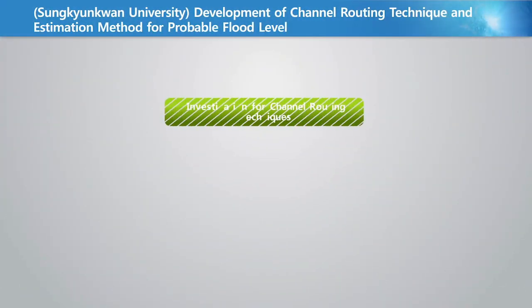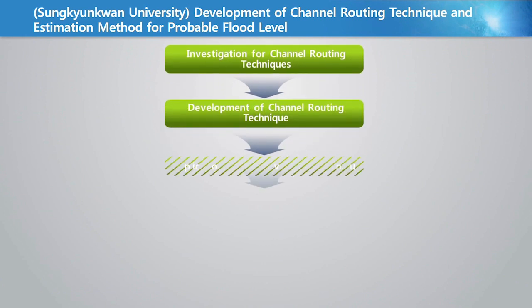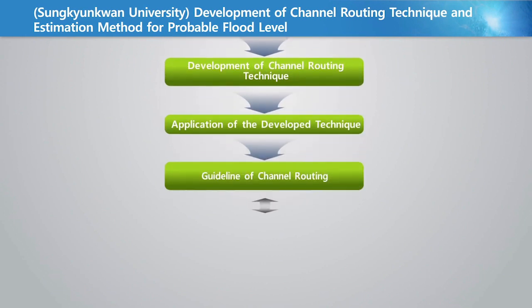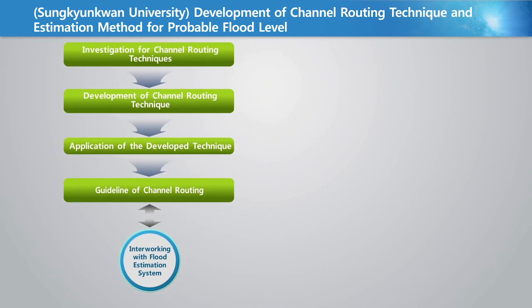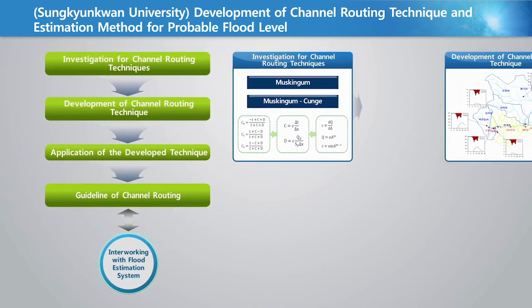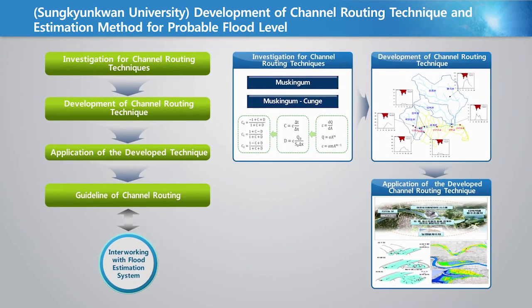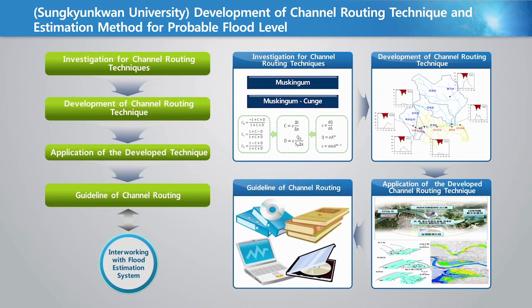The research consists of 2 main parts. The first one is on the development of channel routing technique for small and medium-scale rivers. In this study, a channel routing technique which considers channel characteristics is developed.